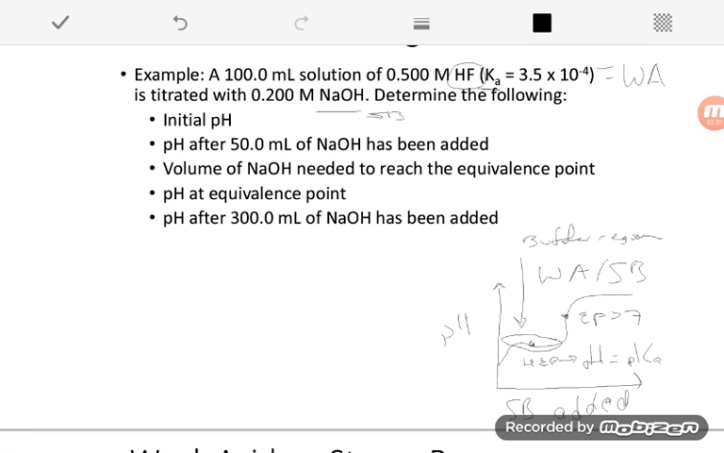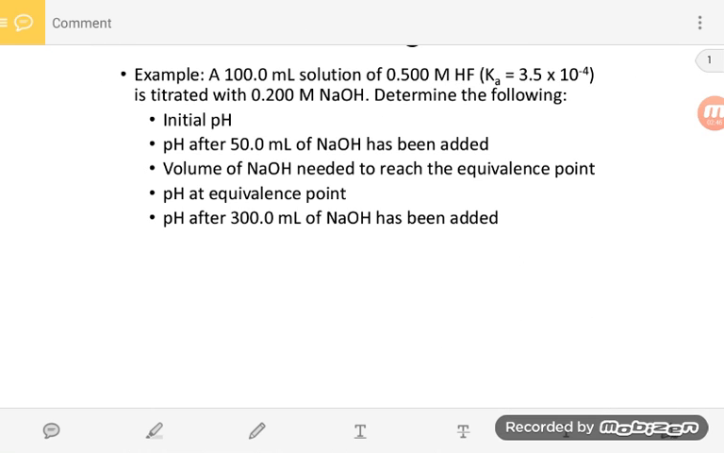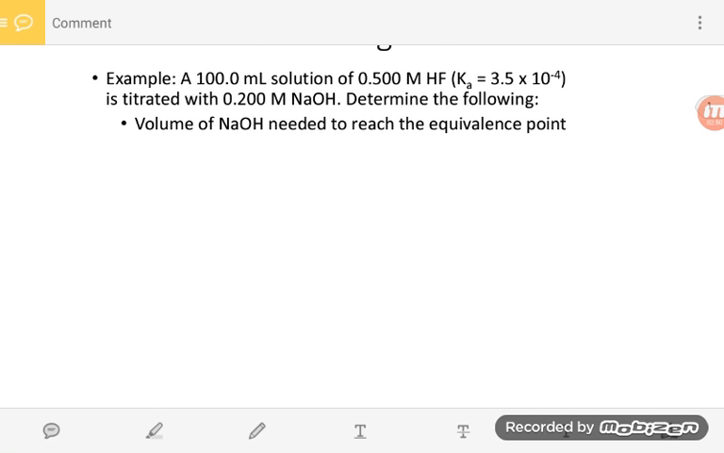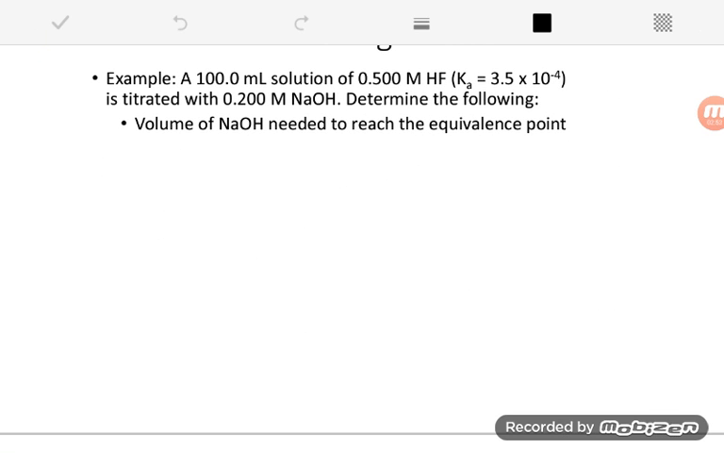Now I'm going to go back and think about my questions, and just like in my strong titration, I think the best one to start with is the volume needed to reach the equivalence point, because then for all of my other problems I can figure out where they should lie on the curve and if my results are making sense or not. So I've just pulled out that particular part of the question that I want to focus on. What's the volume needed to reach the equivalence point?